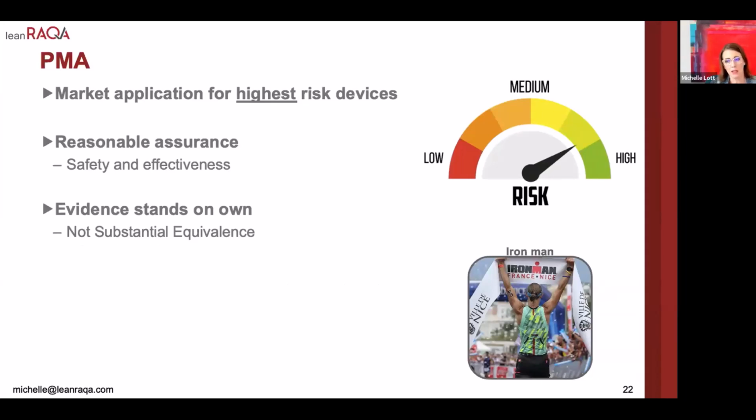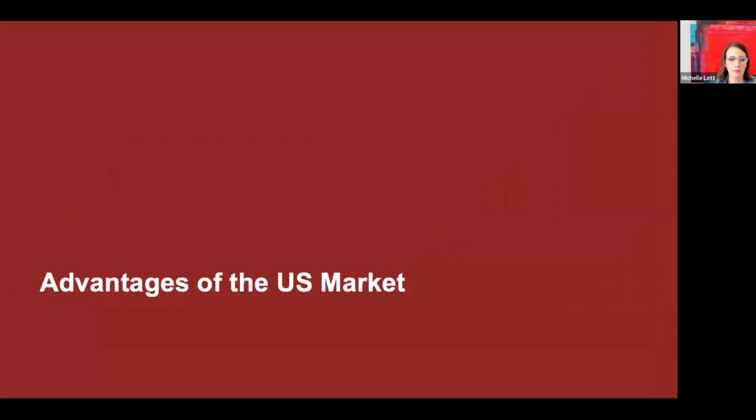inspecting your data. Not are you enough like your predicate, but they're looking at your data as, does this stand alone in terms of safety and efficacy? And that's why you can call these devices approved rather than cleared or granted.